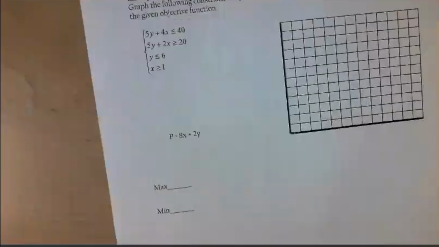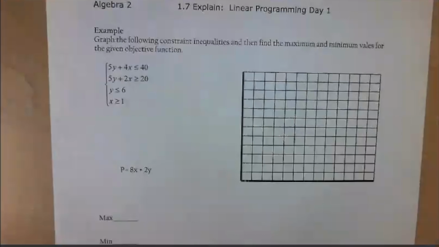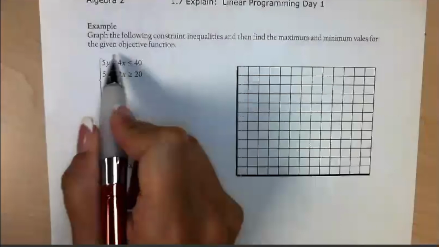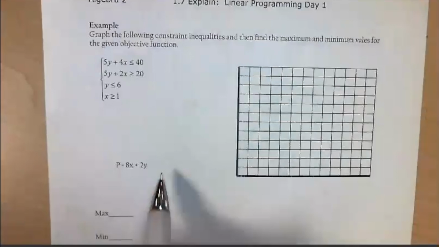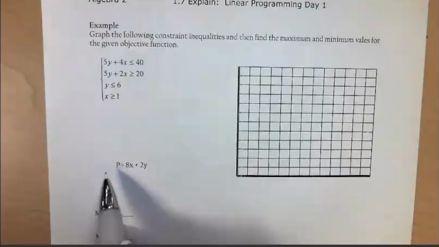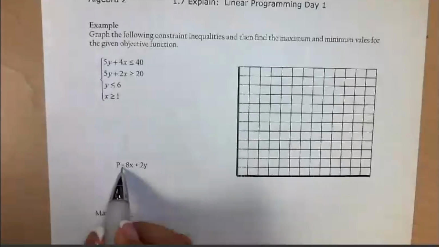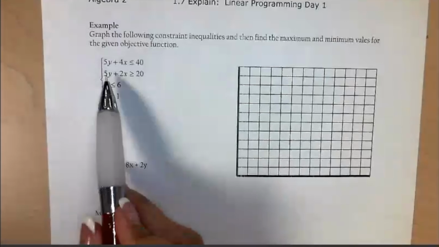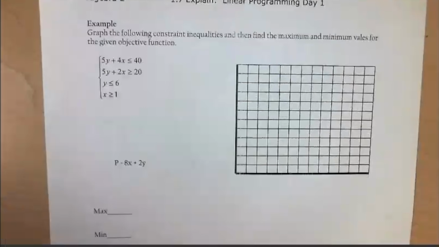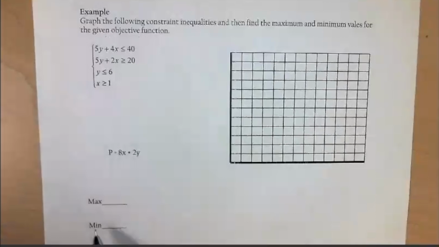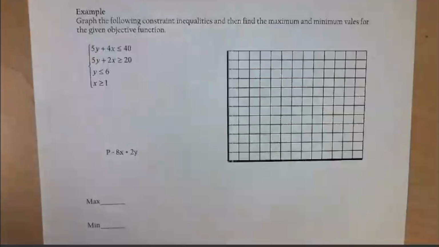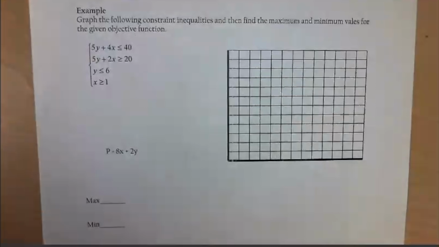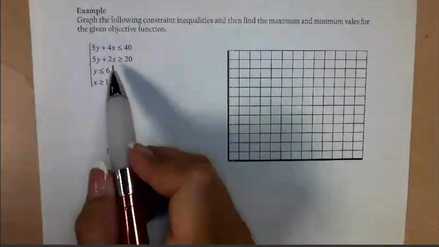All right, we're going to do a complete linear programming problem here. They have given us our constraints and they have given us our objective function. The objective function is different; it's got the equal sign, while the constraints are the inequalities. Then it's asking for your maximum or minimum, and that's where you're going to maximize or minimize. So we're going to go ahead and graph these first.